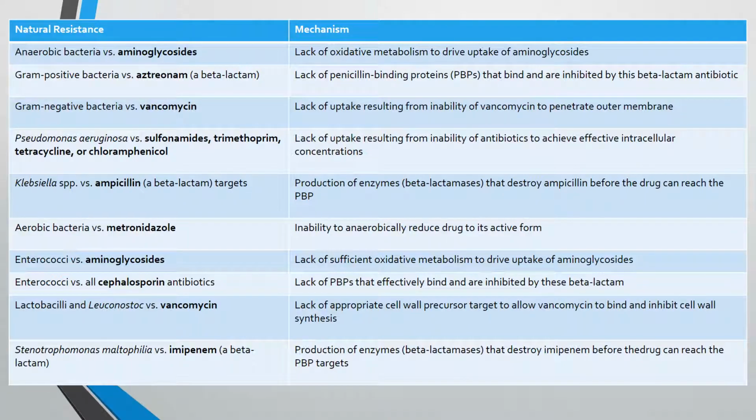Okay, so this chart is giving you a list of the intrinsic resistance that you should be aware of. I'm not going to read it to you. I want you to go through and understand natural or intrinsic resistance that's present. You would not report these drugs with these bugs.